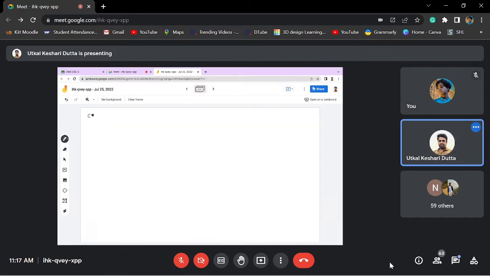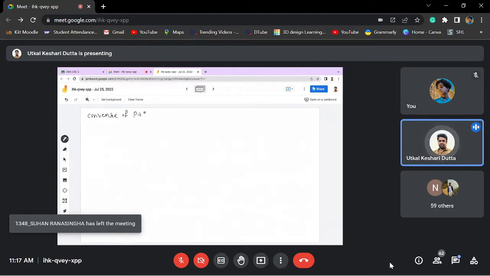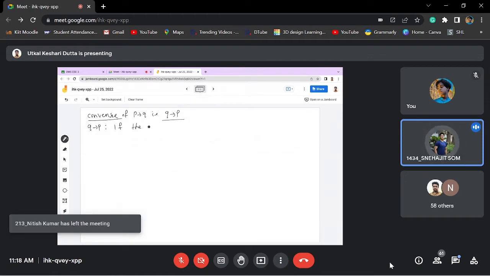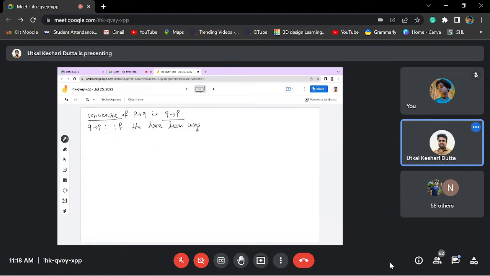First one is the converse. Converse of P conditional Q is Q conditional P. What will this be? If the home team wins, then it is raining. You have to write if Q, then P. Q is the home team wins, so if the home team wins, then P, it is raining.